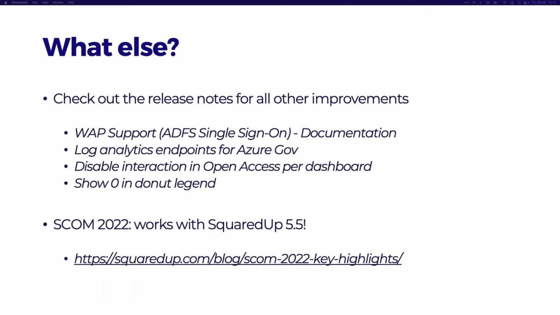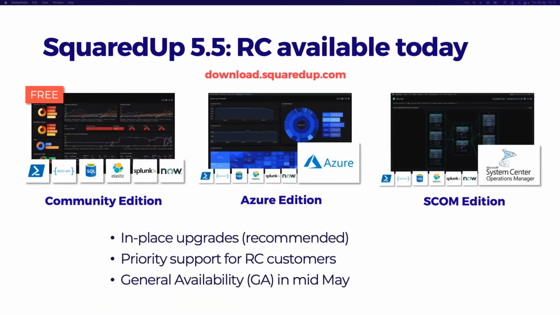And lastly, some words about SCOM 2022. Very simply, it works with Squaredup 5.5. So if you're currently looking to upgrade to SCOM 2022, be reassured that Squaredup will work with SCOM 2022. There's also a really good blog that we released back in February. It was written by my colleague Sean, who essentially summarizes some of the key highlights of SCOM 2022. So it's a good blog to read. And I think that pretty much takes me to the end of 5.5.